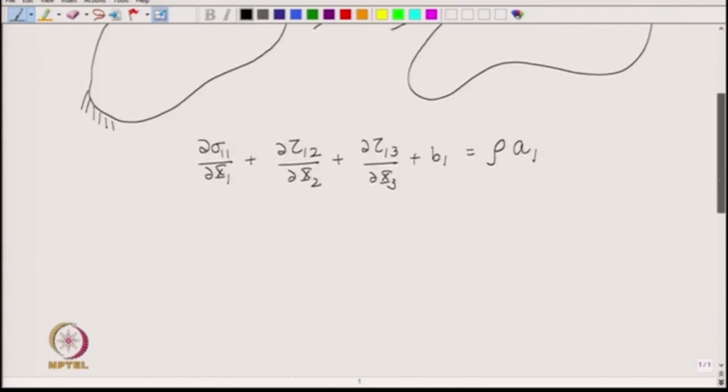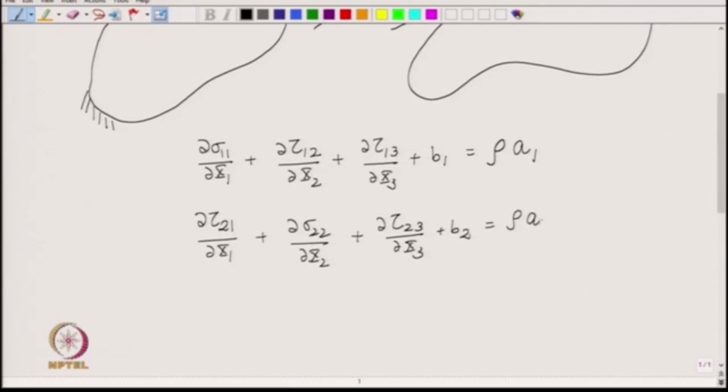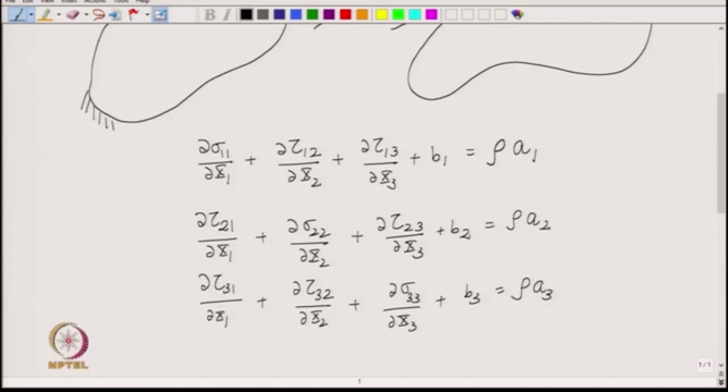Likewise, we have two other equations which are del tau 2 1 over del x 1 plus del sigma 2 2 over del x 2 plus del tau 2 3 over del x 3 plus the body force in two direction, that is equal to density times the acceleration in second direction, and the last equation is del tau 3 1 over del x 1 plus del tau 3 2 over del x 2 plus del sigma 3 3 over del x 3 plus body force in three direction is equal to rho times acceleration in the third direction.